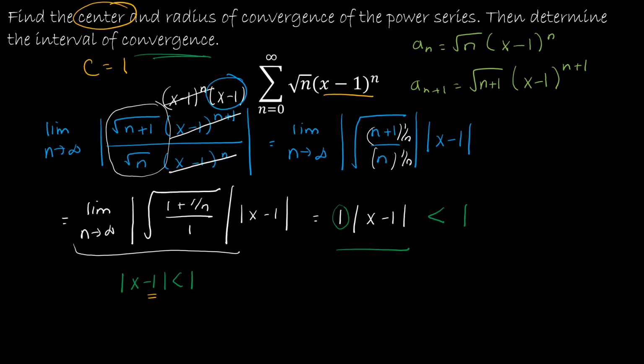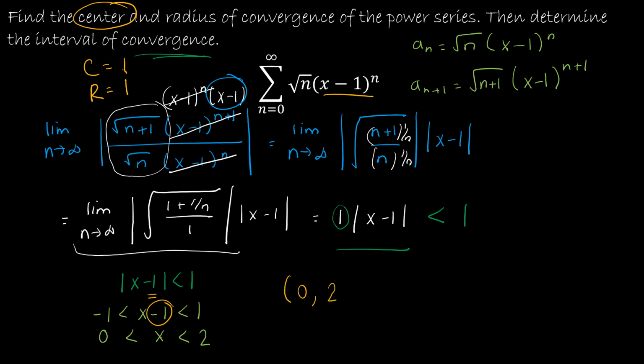Because as I rewrite this, it becomes -1 is less than x minus 1 is less than 1, and adding 1 in each direction gives me 0 is less than x is less than 2. Remember, the center was at 1, and the radius is the distance from the center to the endpoint. From 1 to get to 0 is a distance of 1, and from 1 to get to 2 is a distance of 1. So my center is 1, and my radius is 1.